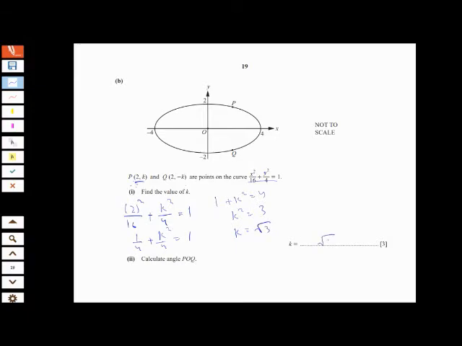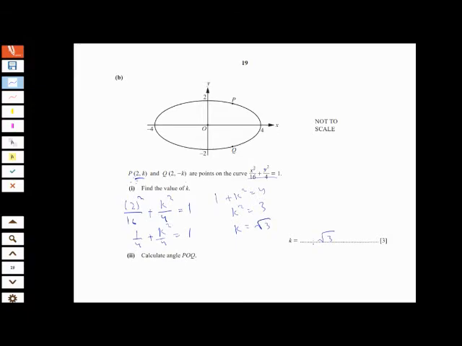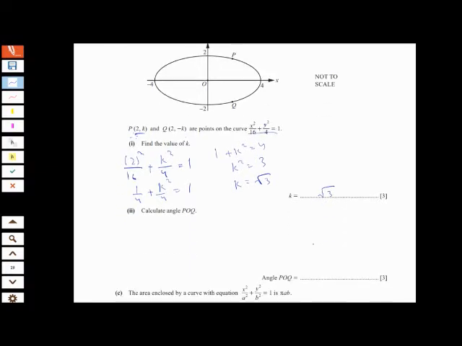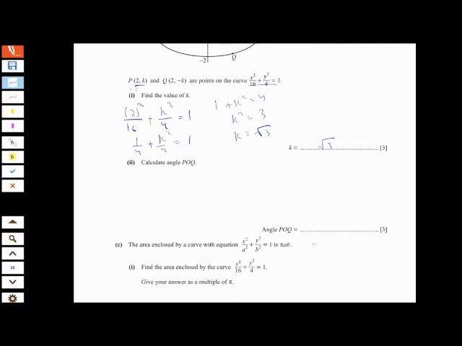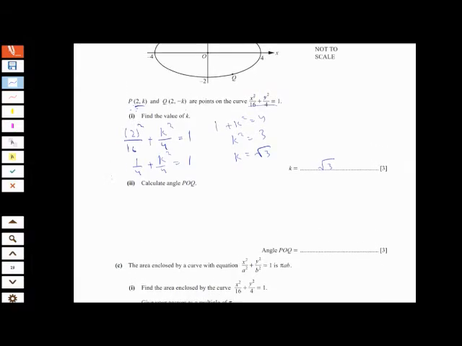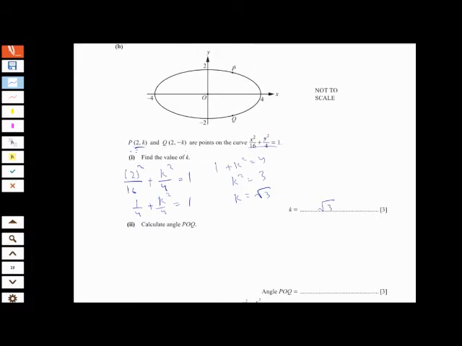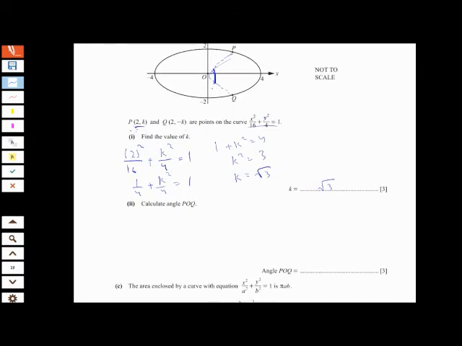Done. That's the value of k. I hope you understand that. I really hope so. So now calculate the angle POQ. POQ is where? Okay, so basically there's a line right here, and there is a line right here. So they want this angle right here, POQ. This is the angle they want. And now calculate the angle POQ.